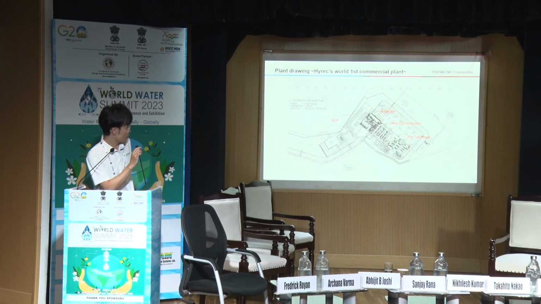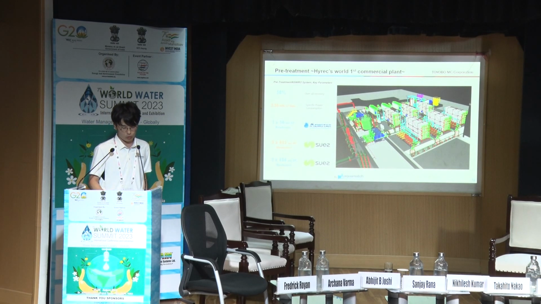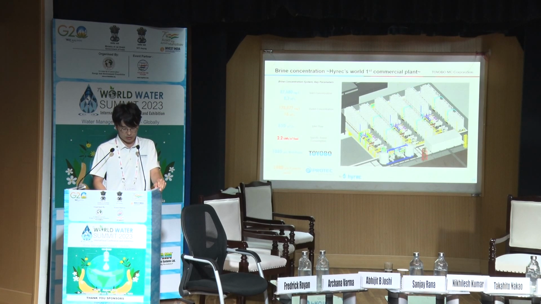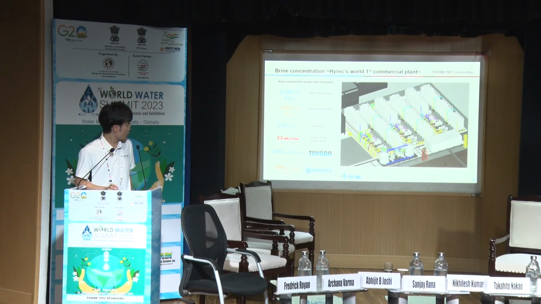So this is a three-dimensional drawing of our plant. This contains the ultrafiltration, nanofiltration, and seawater RO. And we use Memstar UF membrane and Suez nanofiltration and RO membrane here. And next, please. Here is the ORO brine concentration system, 3D drawings. And we supply 1,080 pieces of the brine concentration membrane installed in pressure vessels manufactured by the Protec Arisawa Corporation.